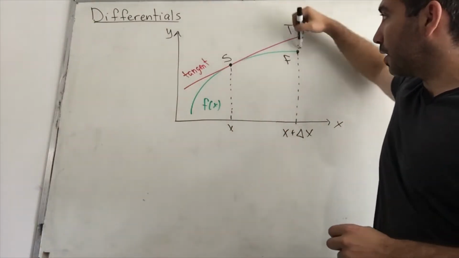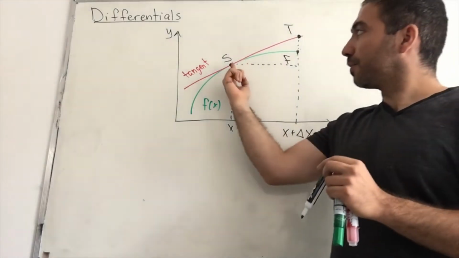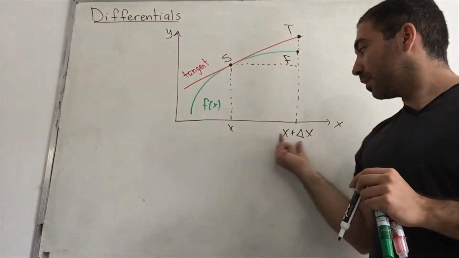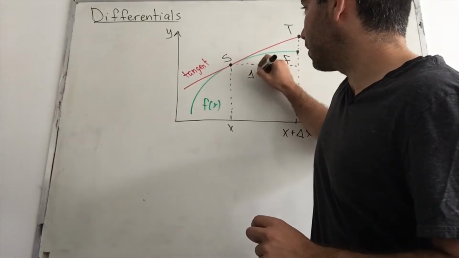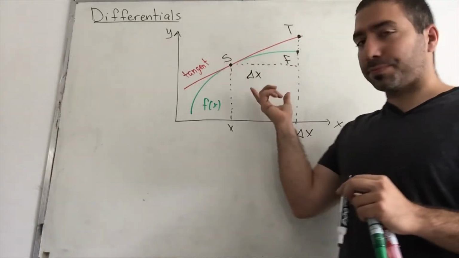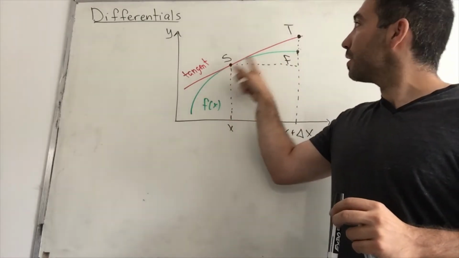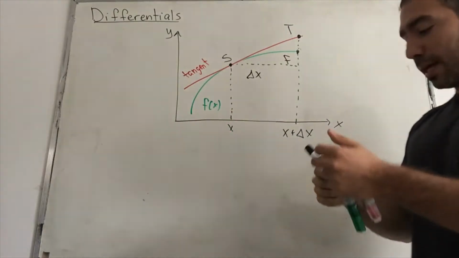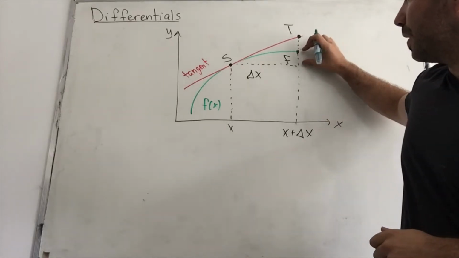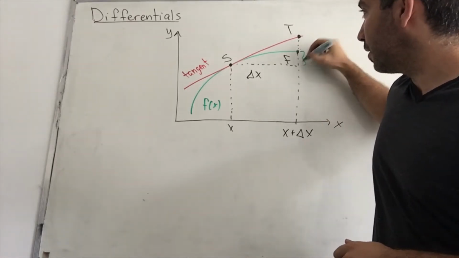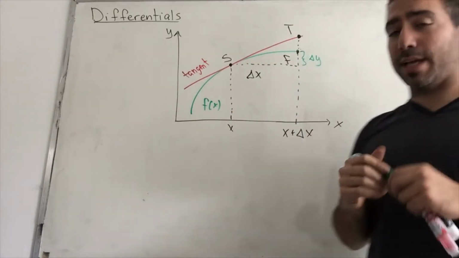Well, the difference between S and F on the x-axis, we're asking for this distance here, from the point S to the point F, is just x plus delta x minus x. So the x's cancel, giving us delta x. This distance here is delta x, the change in x of the actual function, the original function in green. And now what's the change between S and F in terms of y? Well, that distance is from here to here. So the y value of here to the y value of S, giving us this is delta y, the change in y from the actual function.